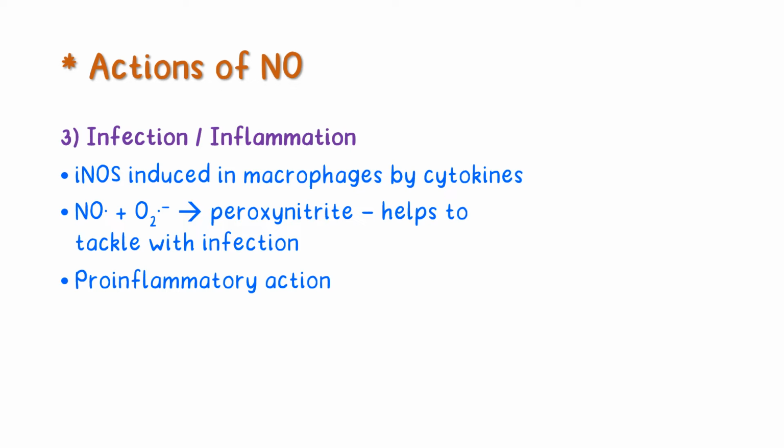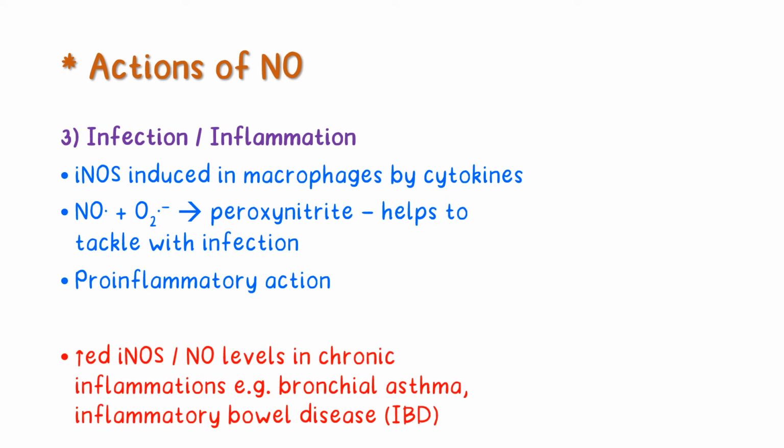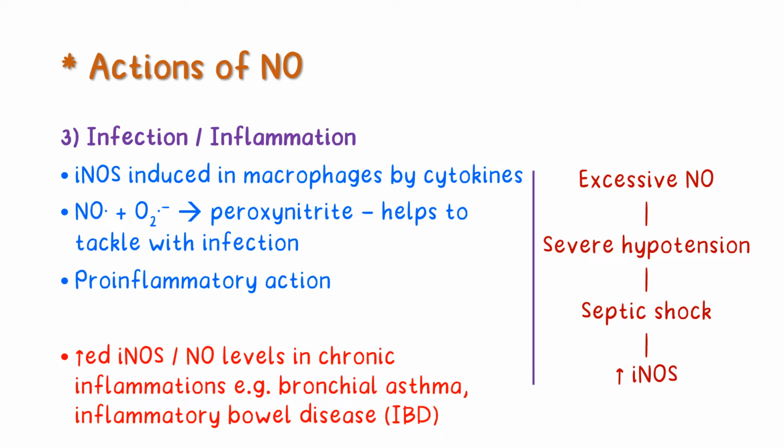Nitric oxide also has pro-inflammatory actions, including vasodilatation, increased vascular permeability, and stimulation of prostaglandin synthesis. Increased inducible nitric oxide synthase and nitric oxide levels are found in chronic inflammations like bronchial asthma, inflammatory bowel disease, etc. The interesting thing is that excessive nitric oxide synthesis may cause severe hypotension and septic shock, which induces iNOS in inflammatory cells, further increasing nitric oxide synthesis and sustained hypotension.